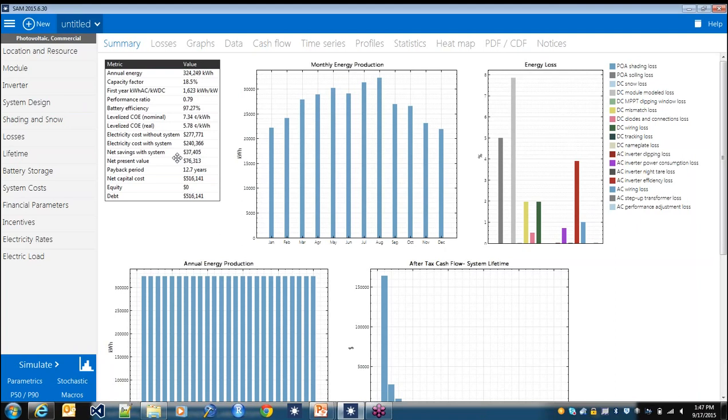So for instance, if in year 14 you had to replace your battery, then your payback period is not really truly 12.7 years. So you're going to have to pay off that replacement cost. So I would encourage you to consider both the payback period as well as the net present value, which is going to take into account that whole 25-year period.